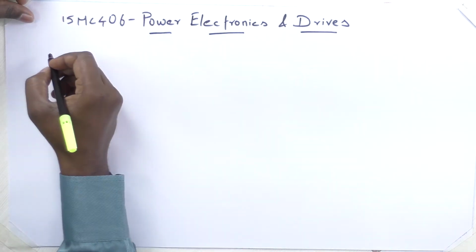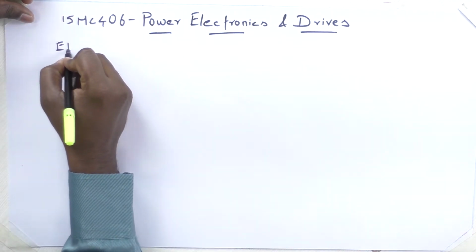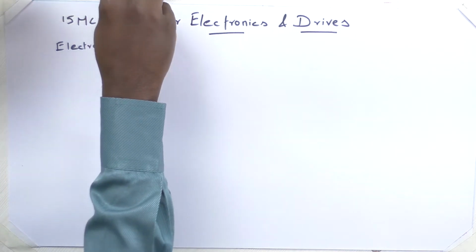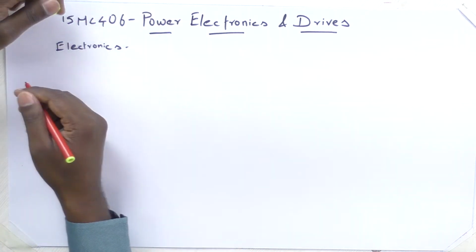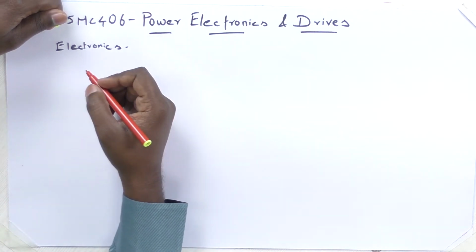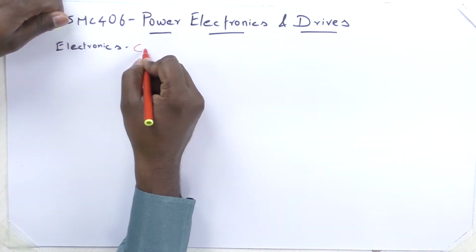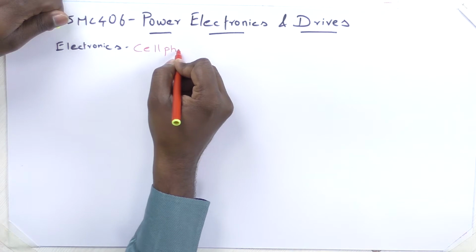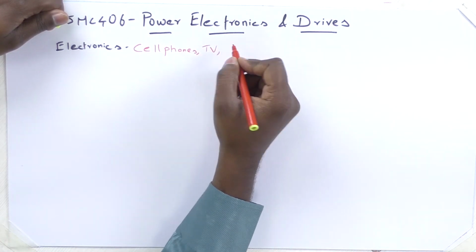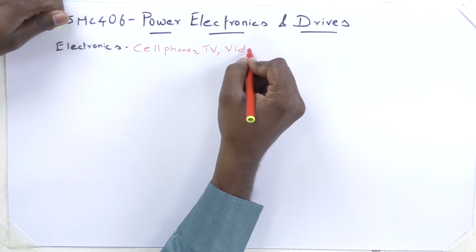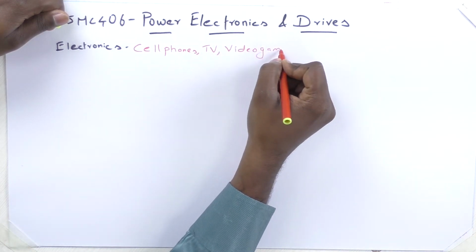So, usually you would have heard about the term electronics. So, what is the difference between electronics and power electronics? As electronics, we would have heard about our cell phones, televisions, video games. So these are some of the electronic components which we have been dealing with in our day-to-day life.